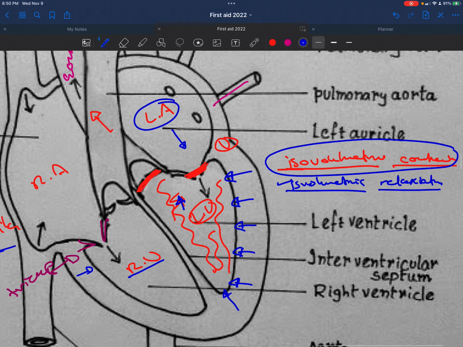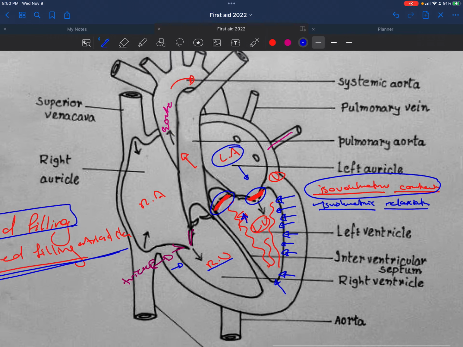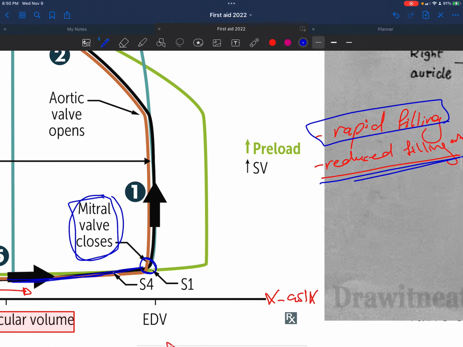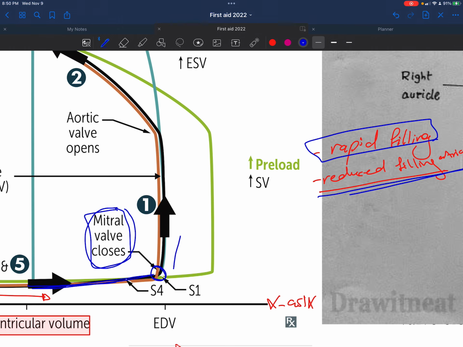At first, both valves, both the inlet and the outlet, are closed, and the muscular wall is contracting, so it is increasing the pressure but there is no change in the volume. So there is isovolumetric contraction. On the graph, after the mitral valve closes, here we go, we have the isovolumetric contraction.